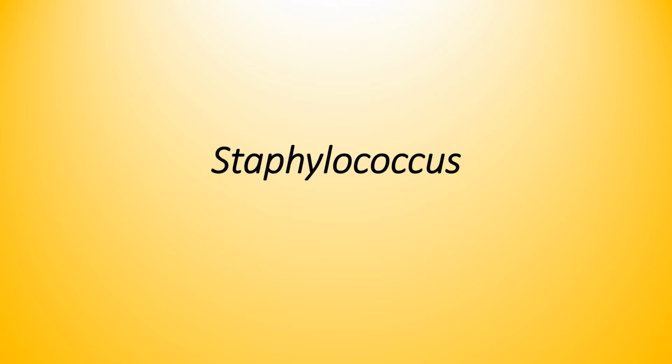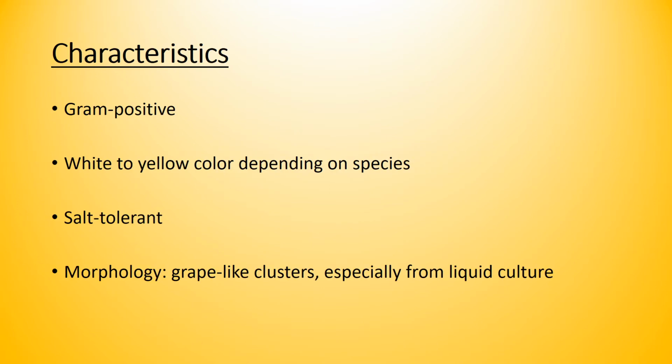This presentation deals with Staphylococcus. Staphylococcus is found just about everywhere. Some strains are non-pathogenic, some can be pathogenic, often considered an opportunistic organism. General characteristics of it is gram-positive. The color of it is white to cream to yellow, depending on the species that you are looking at.